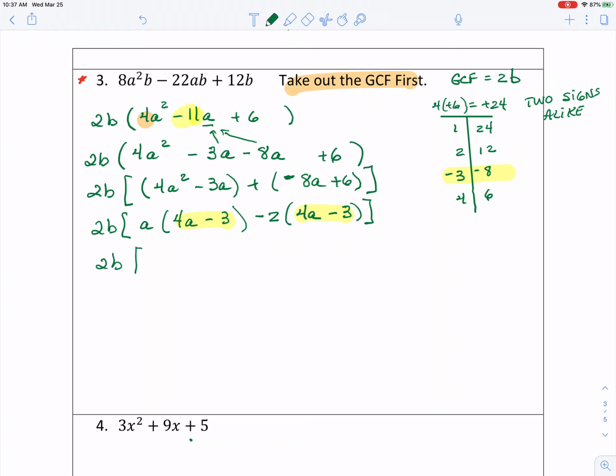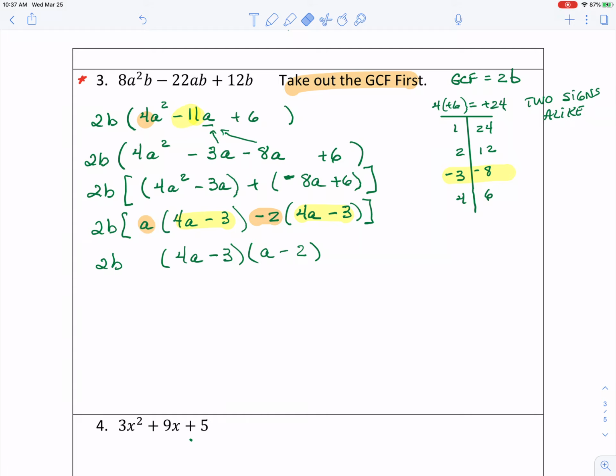Notice how I'm just writing down that 2b every time. So I pull this 4a minus 3 out in front, and what goes in the remaining parentheses is this a minus 2. Once you get to the end, you don't actually have to have these brackets anymore. I just had those in there to keep all the parentheses and brackets from getting mixed up.